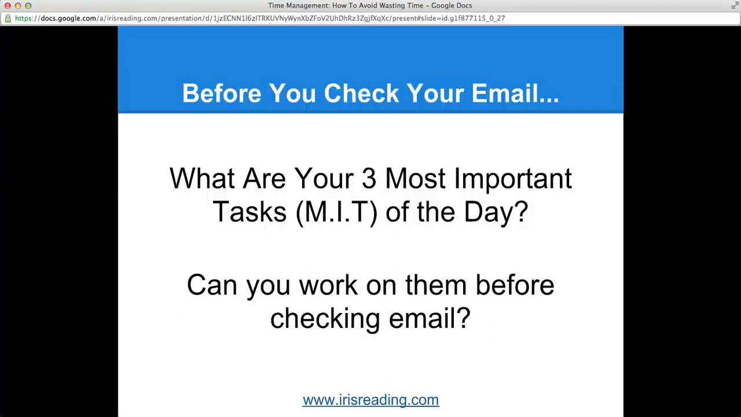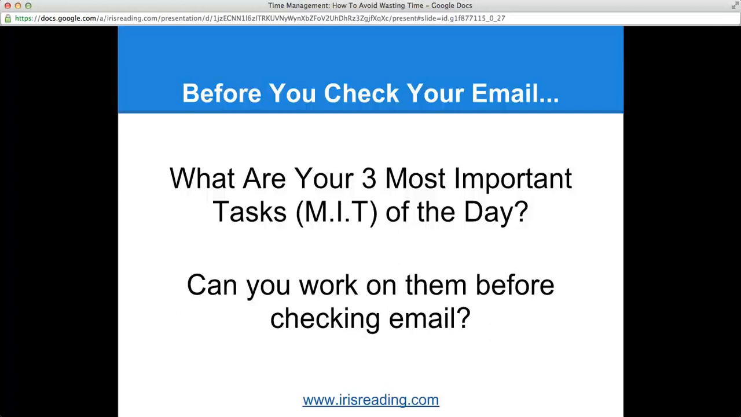And it doesn't have to be 3. At very most, it should be 3. But it could just be one thing. And the idea is that you work on this task or this project before you check email. I used to have this really bad habit of checking email first thing in the morning, and I would let my email dictate what kind of work I would do during the day. And this was a horrible habit. And I have a feeling that a lot of people are stuck in the same kind of habit, where they check their email before they get their most important projects done.